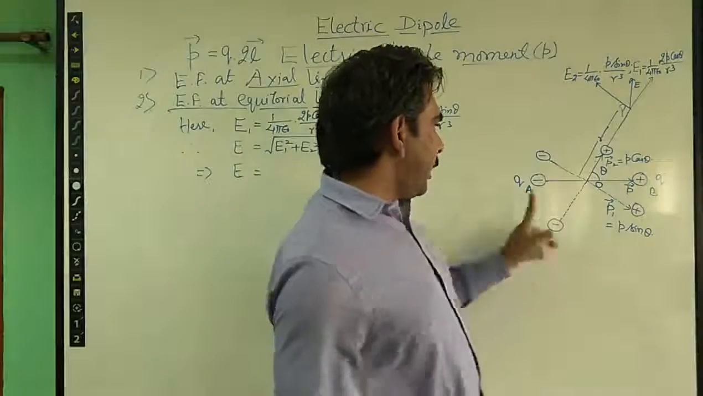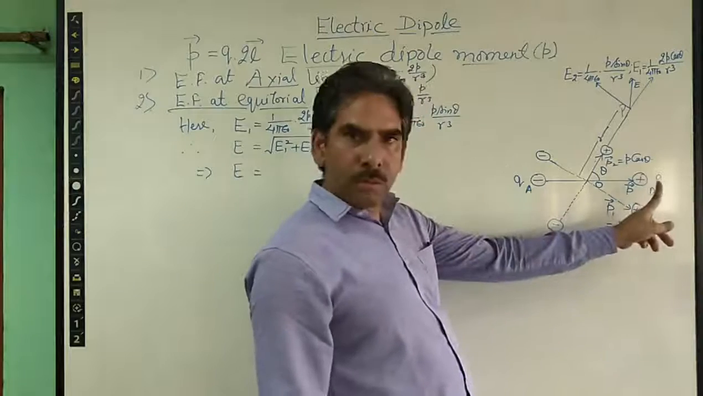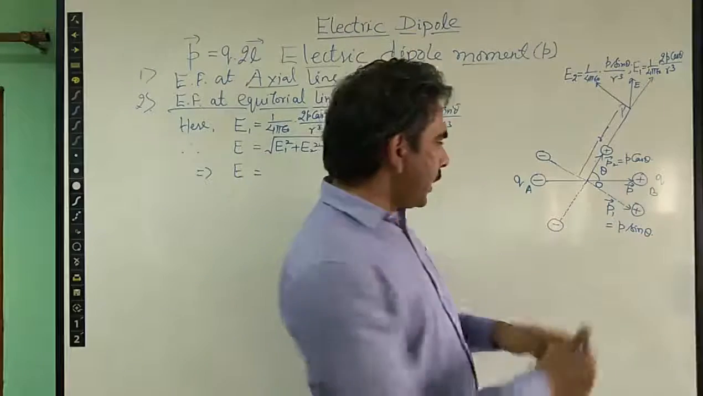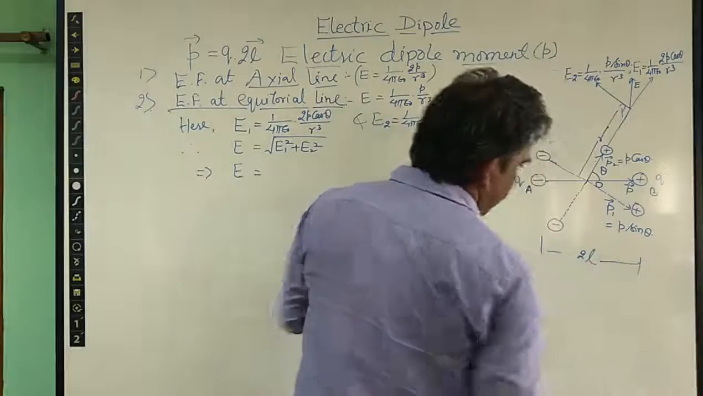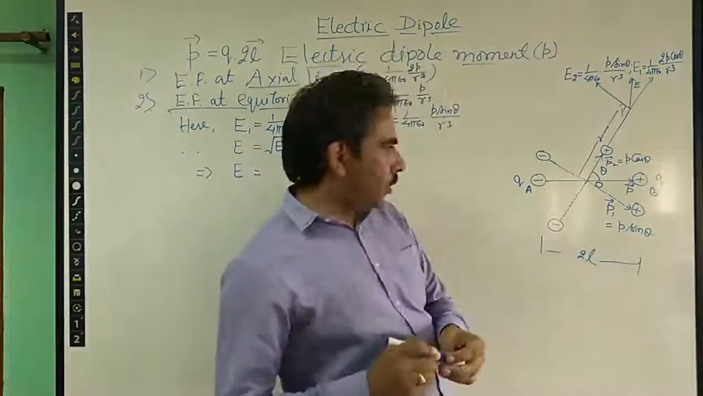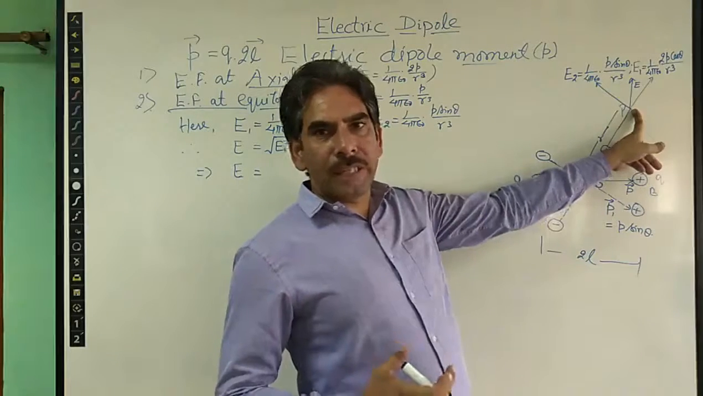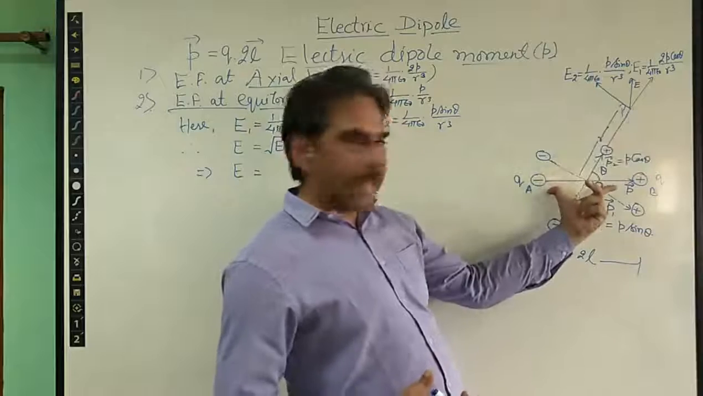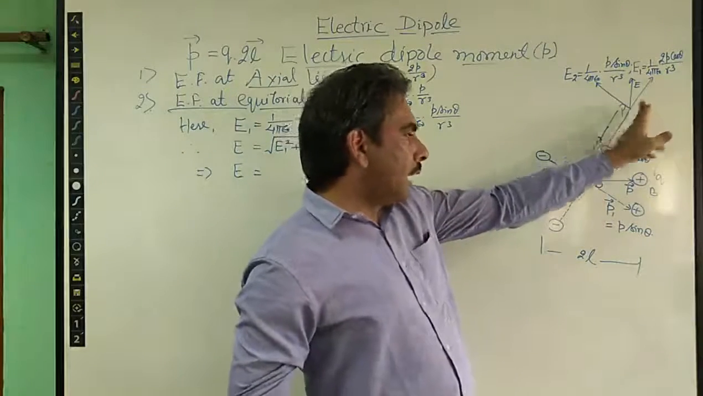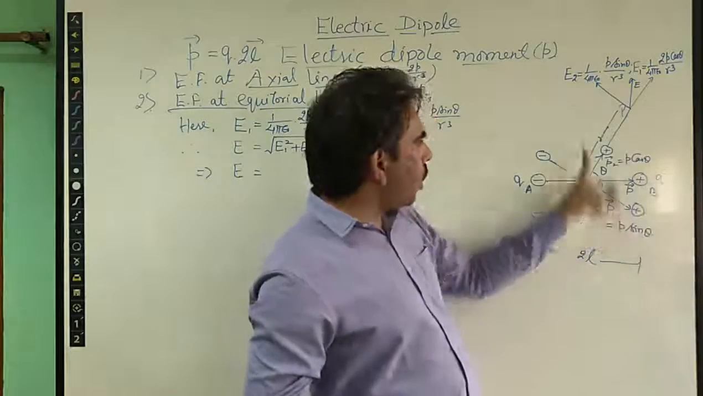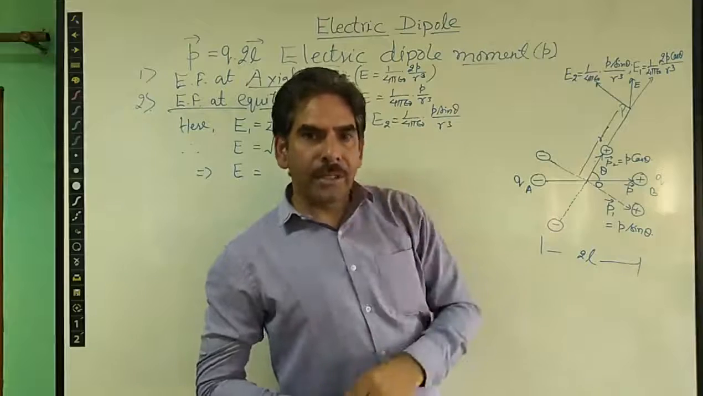We have an electric dipole AB of charges Q, both the charges the same, and length we can take as 2L, as we are taking conventionally. So here is the point P where we are willing to find the electric field due to this electric dipole AB. This point P is neither lying on the axial line nor on the equatorial line of the electric dipole. So how do we find the electric field?